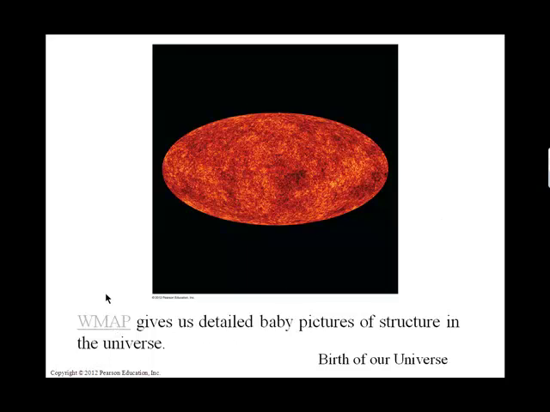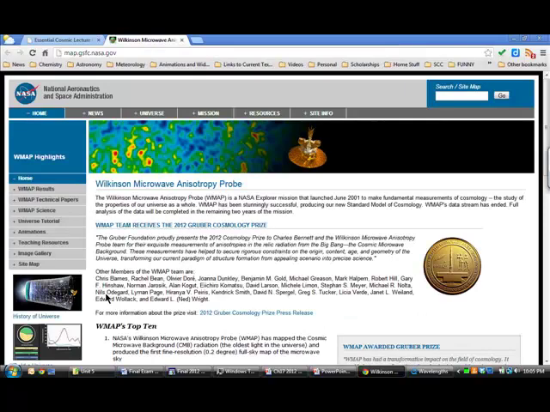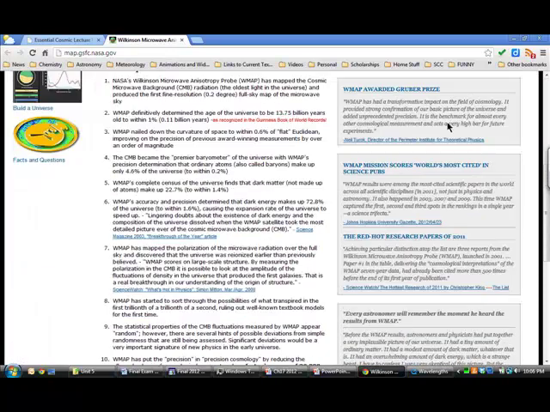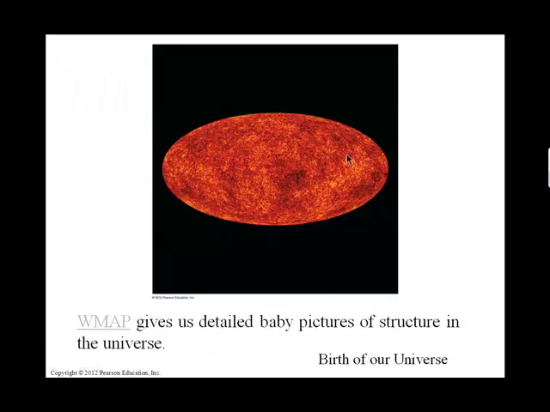So NASA has great websites. Now, this WMAP was launched in 2001. I would encourage you to visit this NASA website at the WMAP. And again, I have birth of our universe down here.